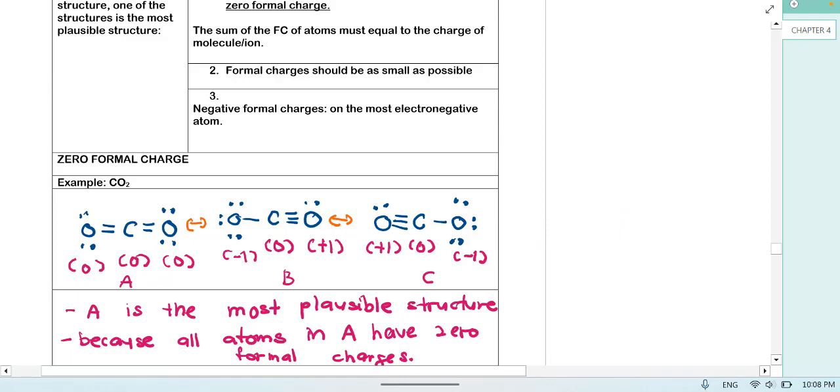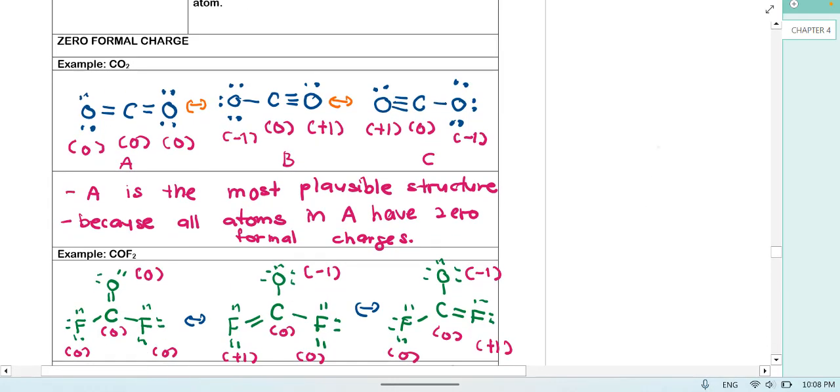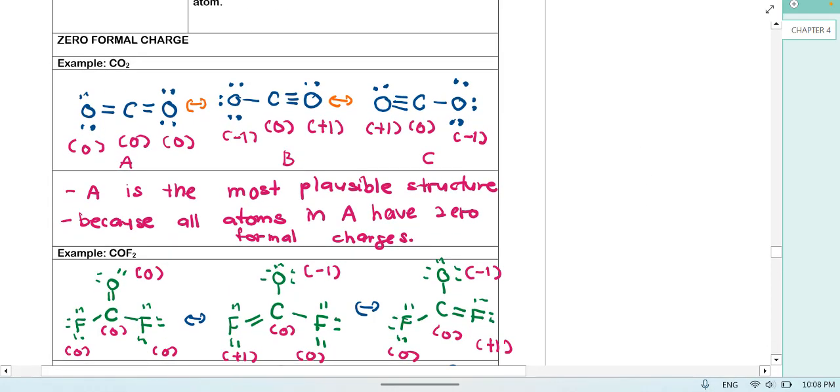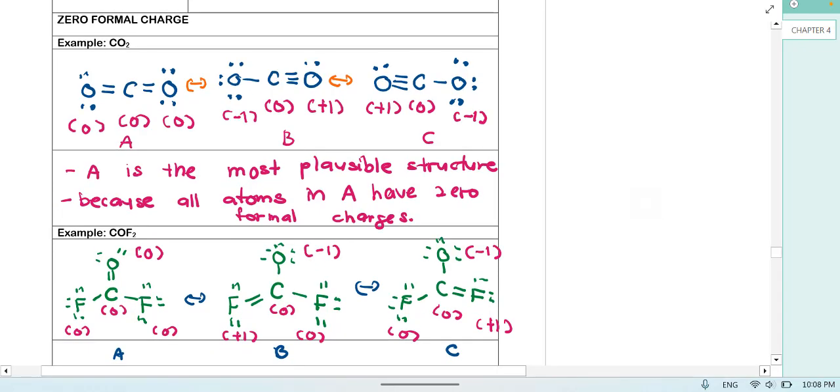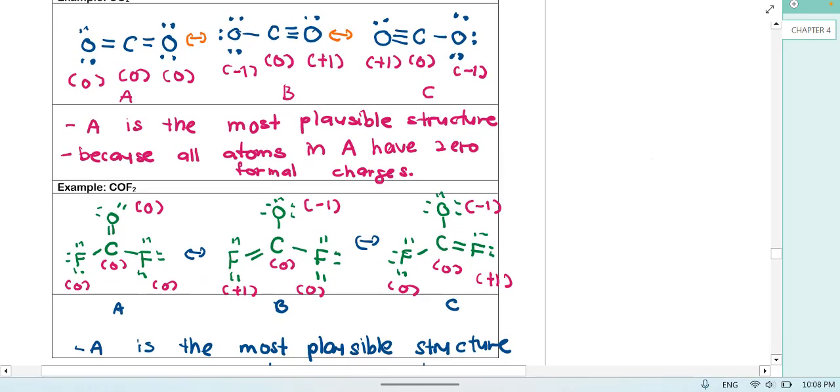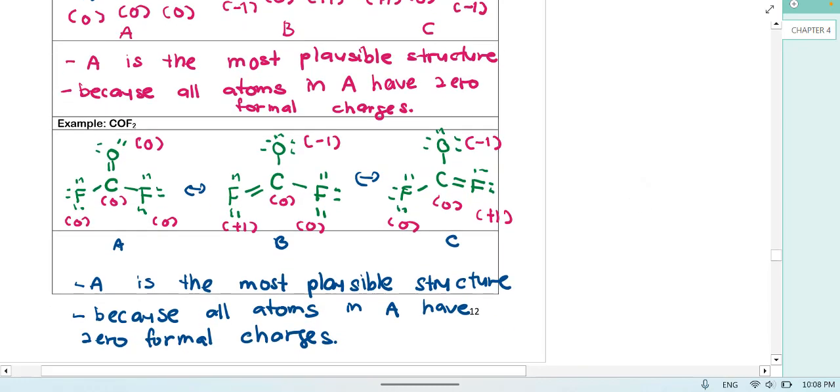Okay, we look at another example. COF2. So, I have structure A, structure B and structure C. If you want to determine which one is the most plausible structure, all atoms must have zero formal charge. So, in this case, the most plausible structure is A. Why? Because all atoms in A have zero formal charges.